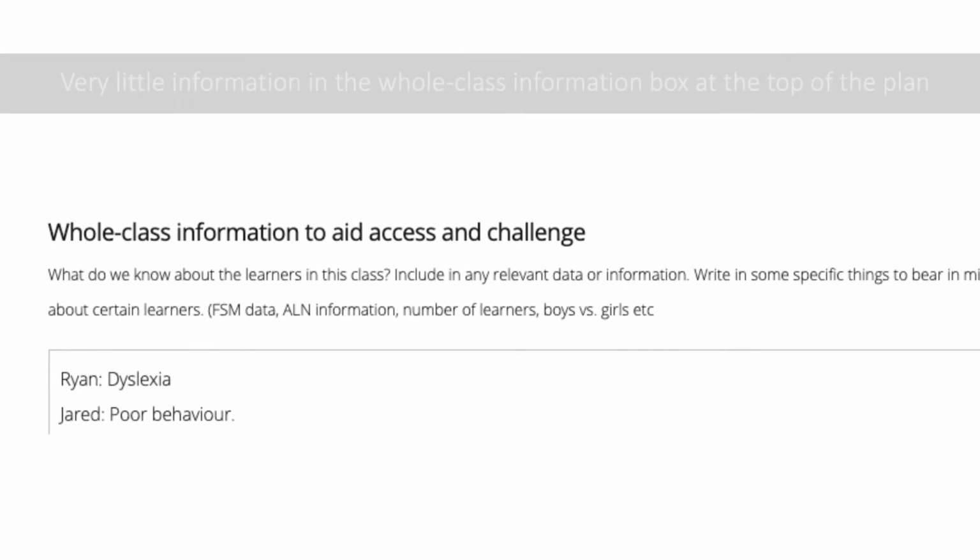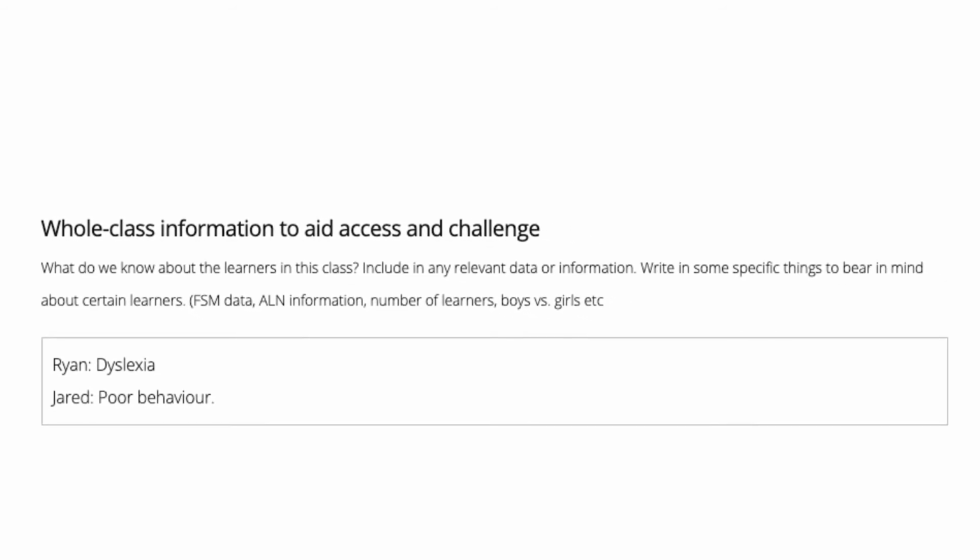But this student teacher hasn't really even cottoned on to the importance of getting hold of that basic data. I could almost imagine that this information about Ryan and Jared is something that has been mentioned off the cuff by the mentor perhaps after a lesson. It's not that this student teacher has gone out and got hold of the class data and put it up at the top of the plan as a starting point. So that's not a great point to start with.